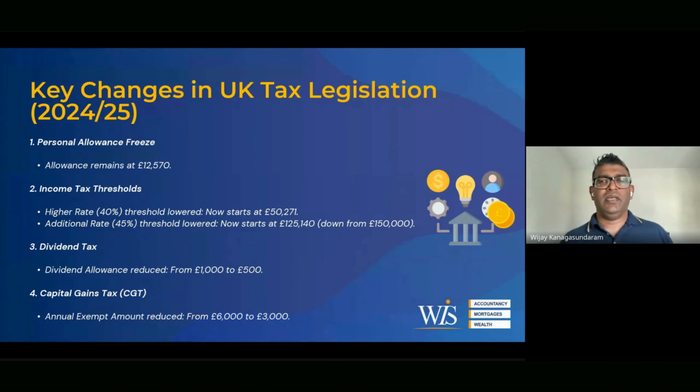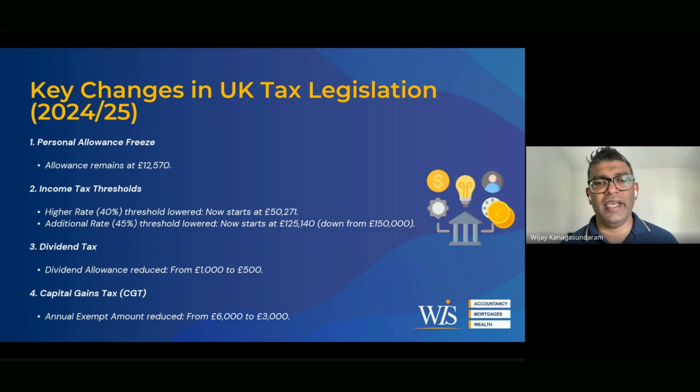Key changes that happened recently, just to highlight. Definitely a lot will happen after the budget, so watch this space. Personal allowance didn't go up for the last few years. It's been frozen for a few years, even though inflation has been significantly high. The personal allowance didn't go up in the same way, so obviously the tax is going to be higher on the income that you're earning, right?